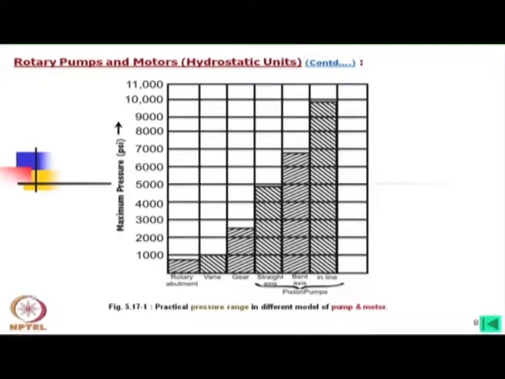Now, if we look into the maximum pressure capacity, then what we find is rotary abutment, which means some sort of rotary, not exactly gear, and these are usually very low pressure. Next comes vane, next comes gear, but I think this chart is not very up to date. Vane also can be made of high pressure, and next is straight axis.